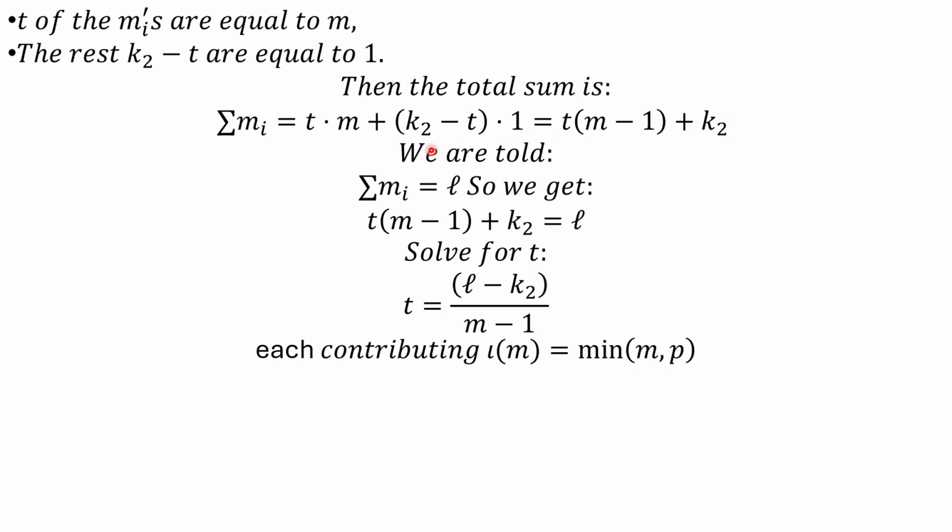We are told that the sum of mi's is equal to L. So we get T times m minus 1 plus k2 is equal to L. We solve for T, we get this result.